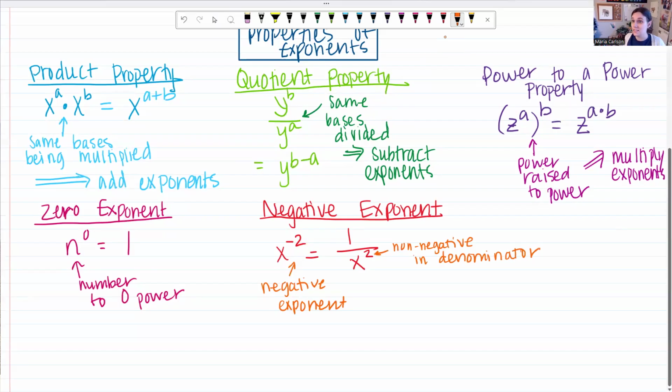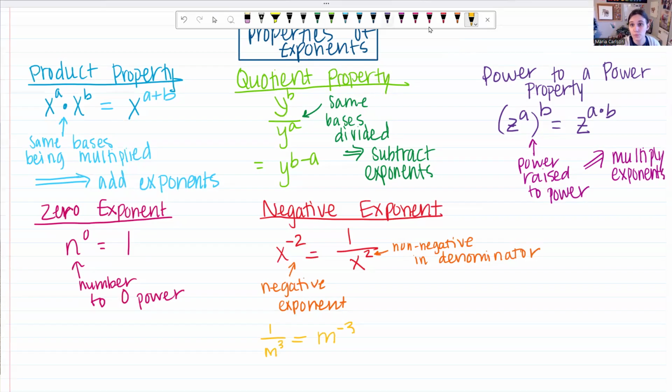So that way, if I see, perhaps, 1 over m to the third, well, that is really telling me that this is m to the negative third power. So 1 over m to the third is m to the negative third power. I can go back and forth between those two.